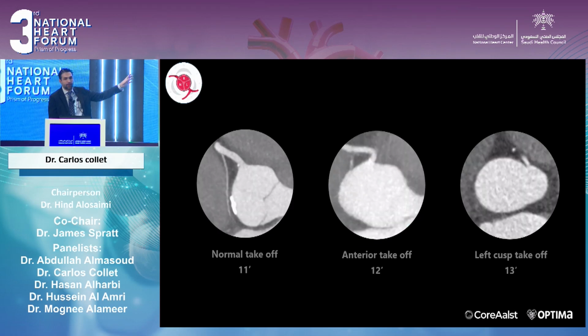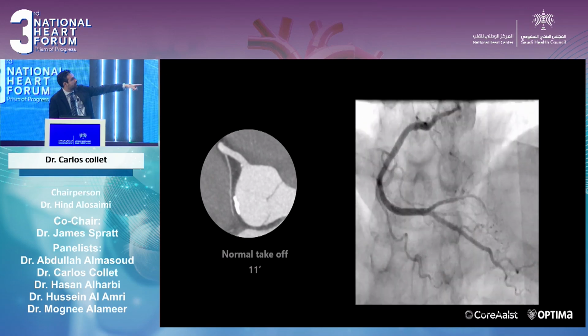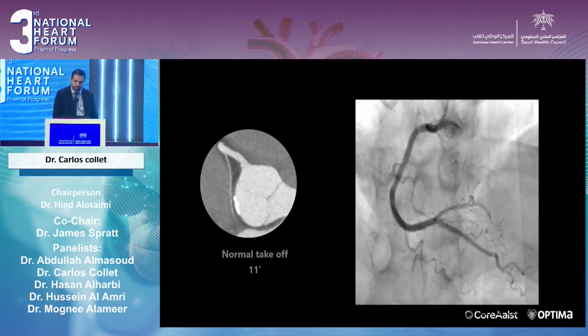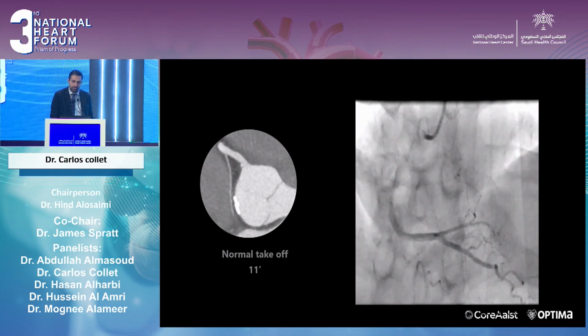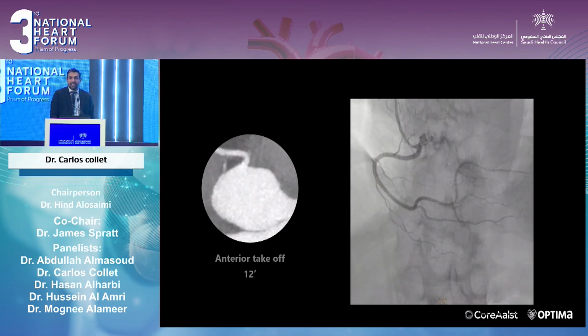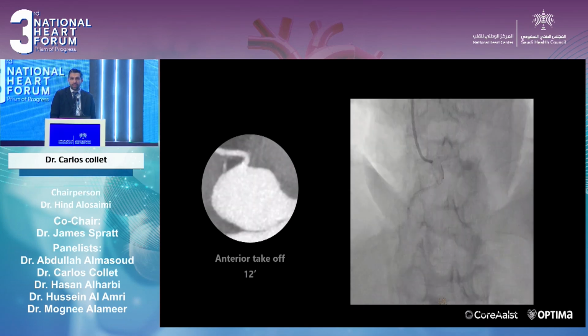This is how they look. And I'm going to show you different scenarios. So you take the axials, you scroll 10 more seconds or 20 seconds, and you will see different takeoff. If you have a normal takeoff, this is what you get in the angio. Basically, a Judkins will be enough. Of course, if you're going to do a more complex intervention, you might decide to do something different, but the cannulation will be simple. This is an anterior takeoff.